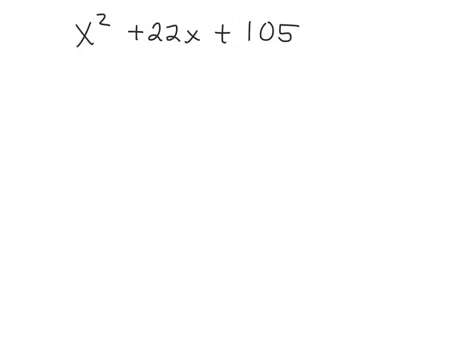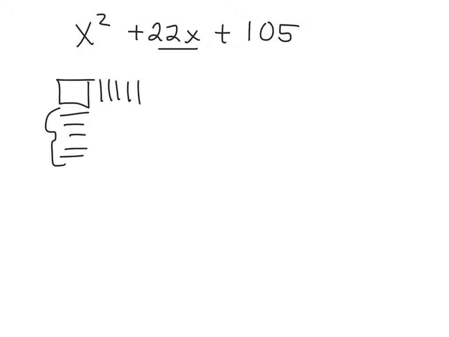Okay, so let's try this one without actually using the tiles. So we know that we need the x squared. So we have that big square, right? And we need 22 x's. I'm not going to draw 22 x's, but remember we increased the length as well as the width by the same amount. So that increase on both sides is going to be a plus 11 on both sides, because we have to put the same amount over here as we do over here.